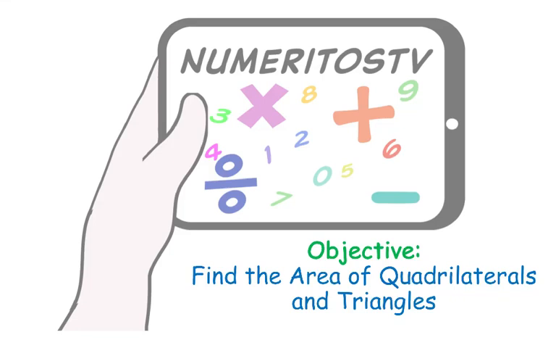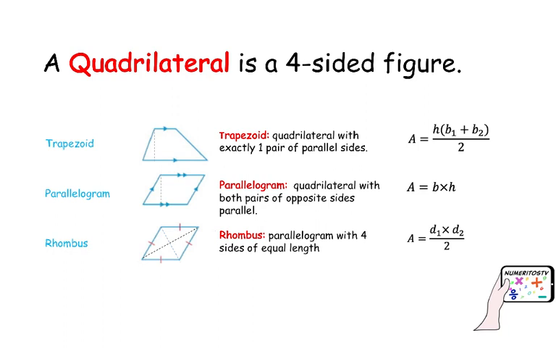The objective today is to find the area of quadrilaterals and triangles. A quadrilateral is a four-sided figure. We are going to study these three. A trapezoid, that is a quadrilateral with exactly one pair of parallel sides. A parallelogram, that is a quadrilateral with both pairs of opposite sides parallel. And a rhombus, that is a parallelogram with four sides of equal length.